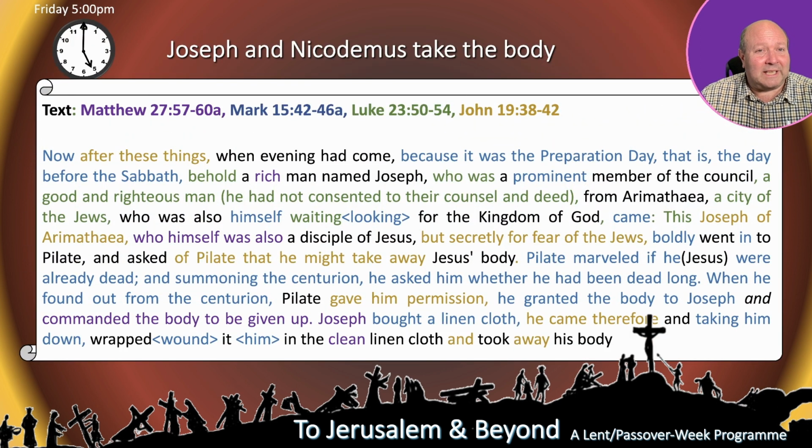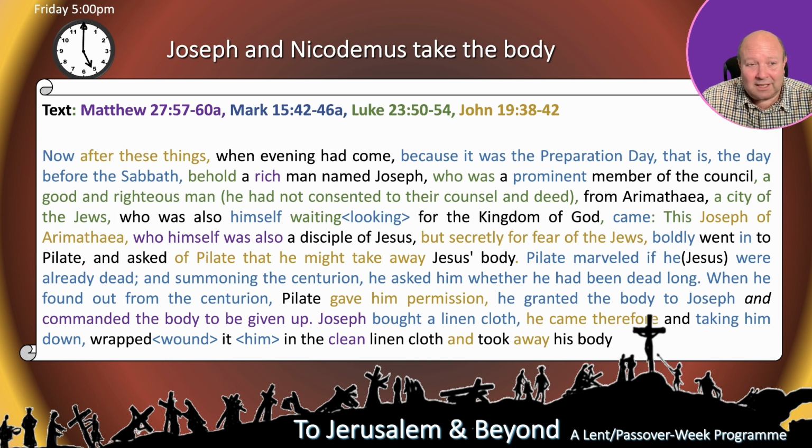So they take the body. When evening had come, because it was preparation day, that is the day before the Sabbath, behold, a rich man named Joseph, who was a prominent member of the council, a good and righteous man, who had not consented to the council and their deeds, from Arimathea, a city of the Jews, who was himself also waiting for the kingdom of God. This Joseph of Arimathea, who himself was a disciple of Jesus, but secretly for fear of the Jews, boldly went to Pilate and asked Pilate if he might take away Jesus' body.